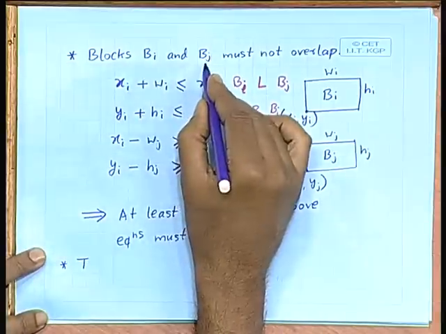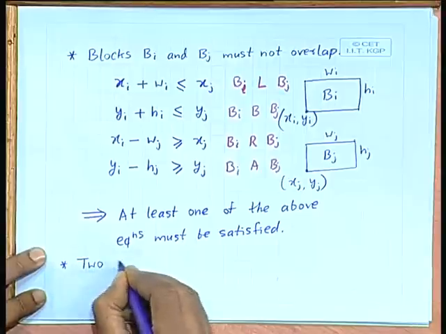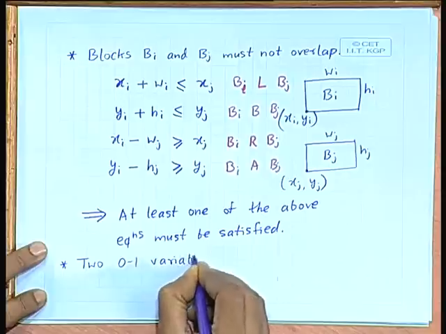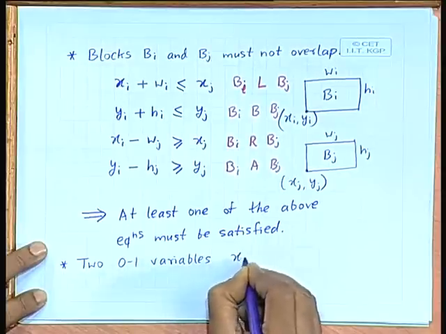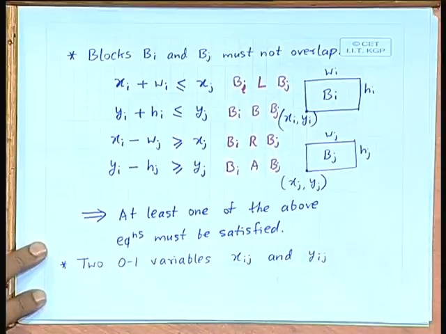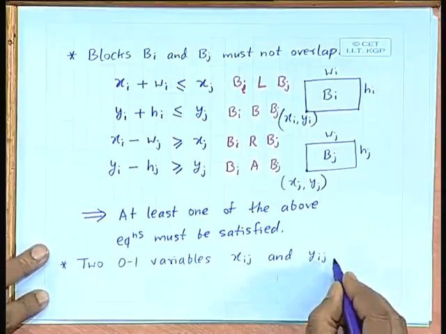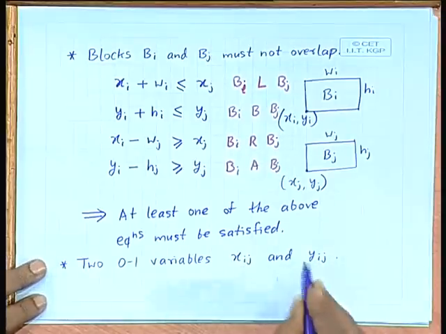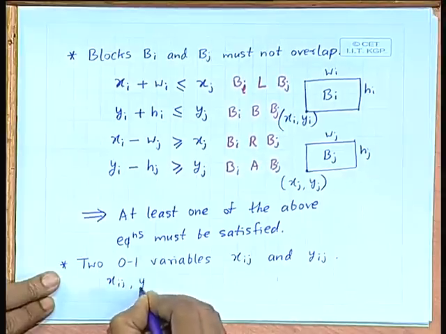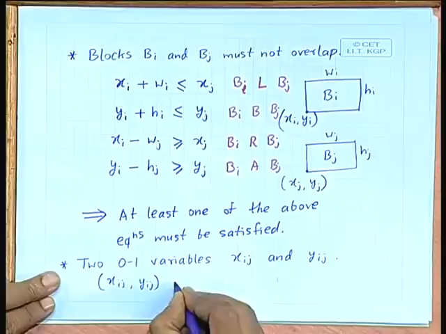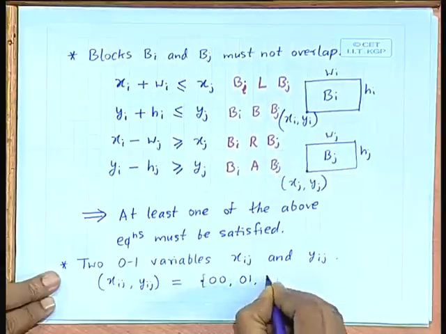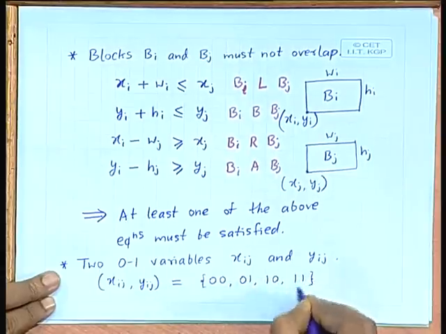for block pairs i and j, two 0-1 integer variables. We call them xij and yij. Now, the interpretation of the values of xij and yij is very simple. Since they are 0-1 variables, they can be either 0 0, or 0 1, or 1 0, or 1 1.